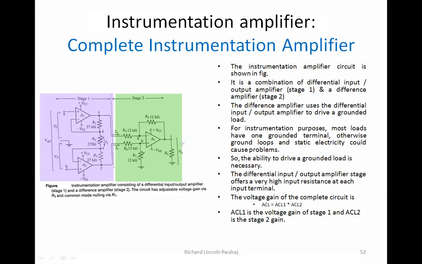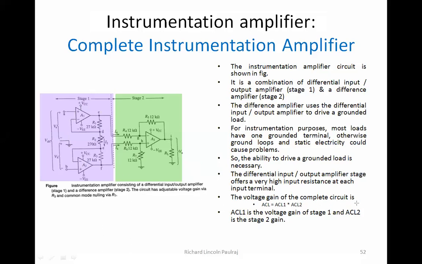So one of the reasons we have this kind of setup is to control the static electricity. The ability to drive a grounded load is necessary. So this load is grounded. The differential input output amplifier, the one in purple, offers a very high input resistance. Why is it offering a very high input resistance? That's because, as we have already studied, it's working in non-inverting configuration.